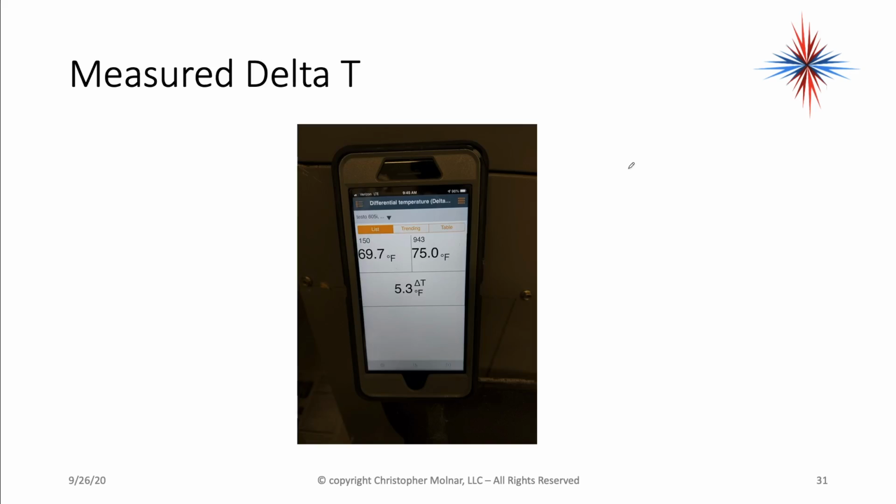Okay, so in this case, I have a 69.7 supply, 75 degree return. My delta T is 5.3. That does not work out.